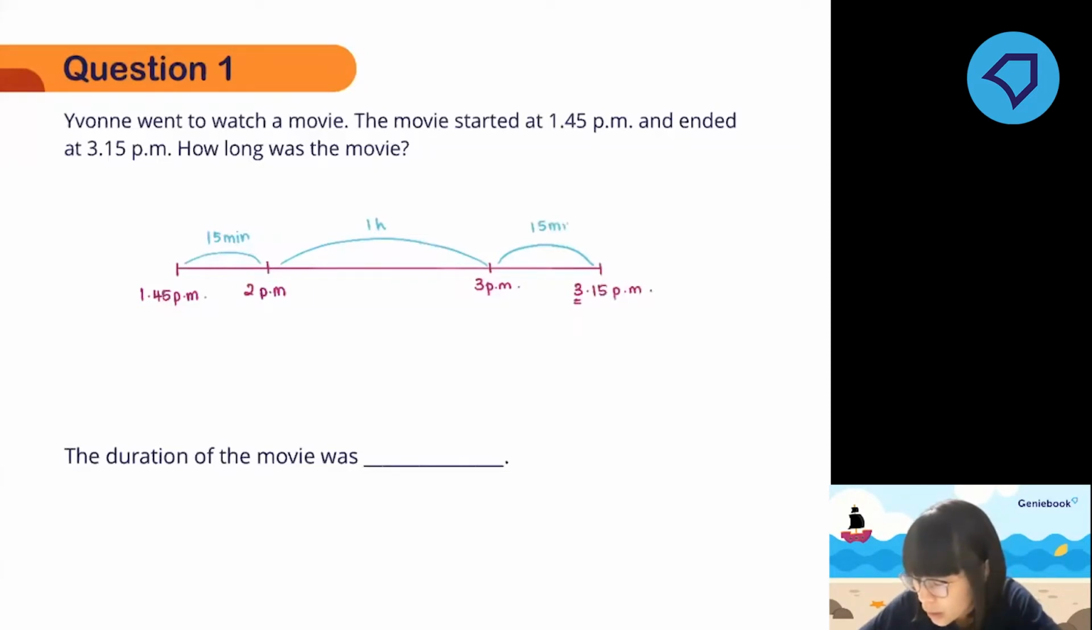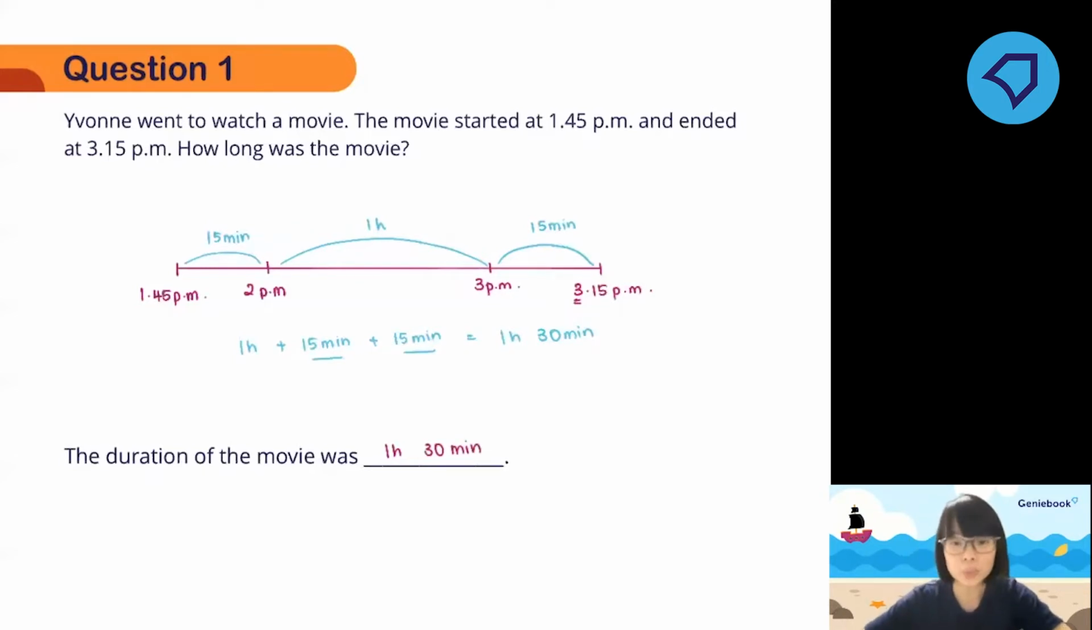So the total duration would be 1 hour plus 15 minutes plus 15 minutes. Okay, so 15 minutes plus 15 minutes, that will give us 30 minutes. Excellent job. Well done, guys. Okay, so the total duration, it would be 1 hour and 30 minutes as well.